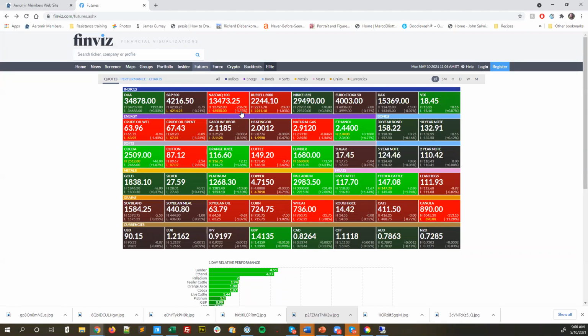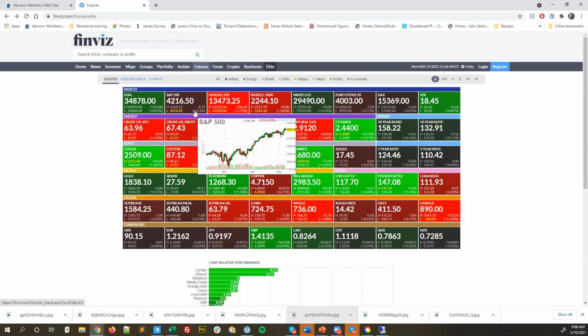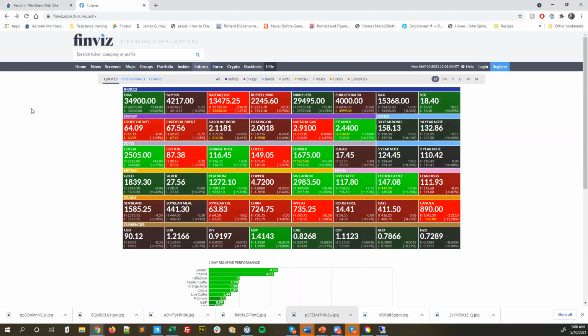Now this is interesting. Why is the NASDAQ 100 down 1.7% and the S&P is only down not even a quarter percent? The NASDAQ has all the overpriced stocks. Well, I guess it's a little correction time.